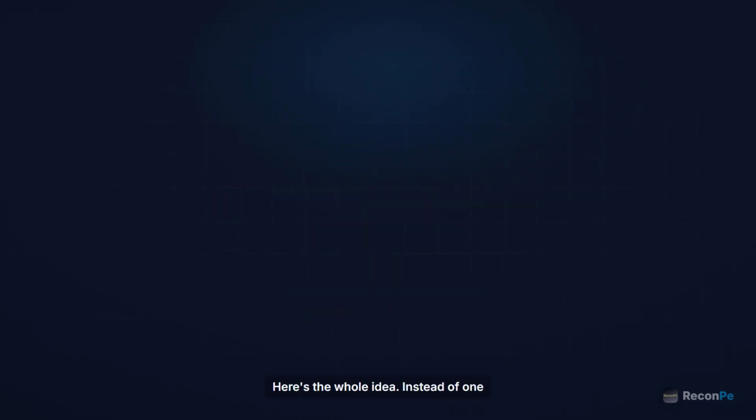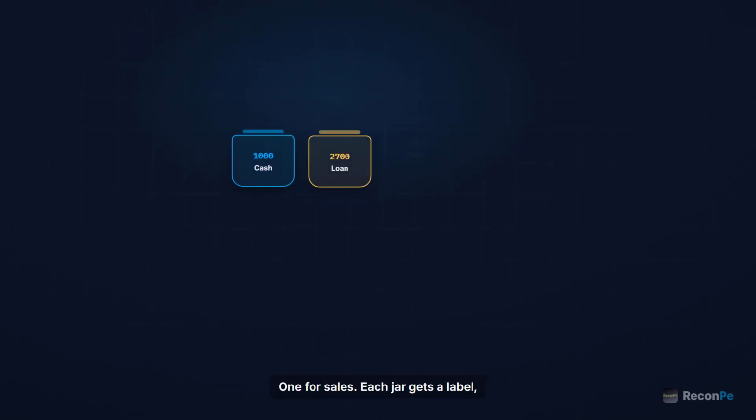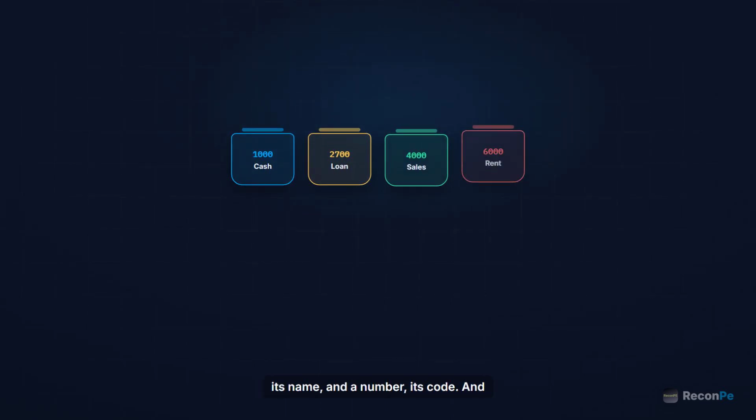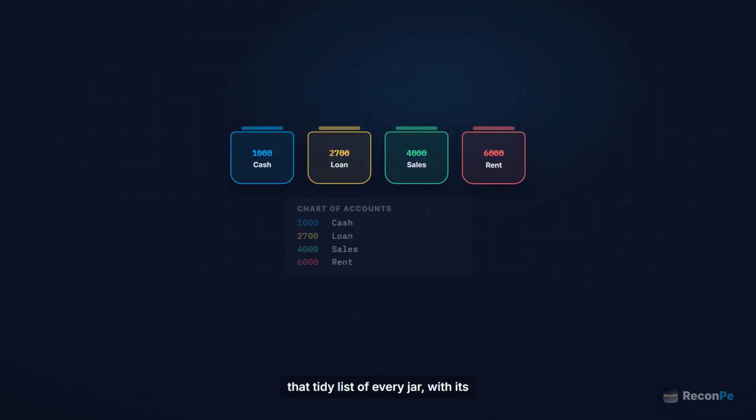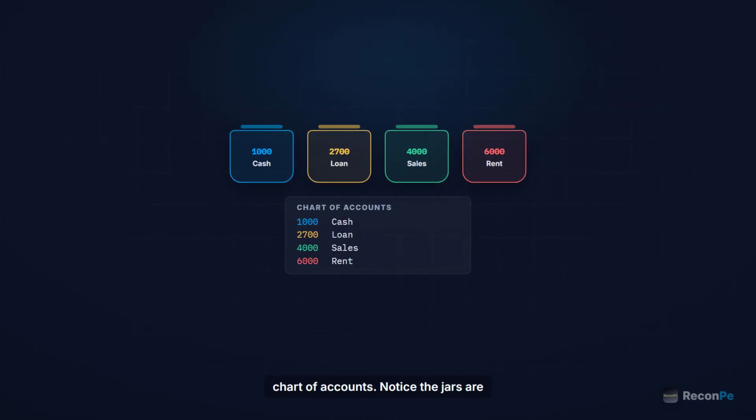Here's the whole idea. Instead of one giant jar, you line up lots of little ones. One jar for cash, one for rent, one for sales. Each jar gets a label, its name, and a number, its code. And that tidy list of every jar with its name and number, that list is the chart of accounts.